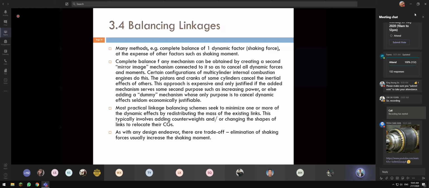Okay, so we have a 4-bar linkage, or a 4-bar slider linkage, and we also have to do the balancing. There are many methods. For example, complete balance of one dynamic factor, which we call the shaking force, may come at the expense of other factors such as the shaking moment. A complete balance of any mechanism can be obtained by creating a second mirror image.